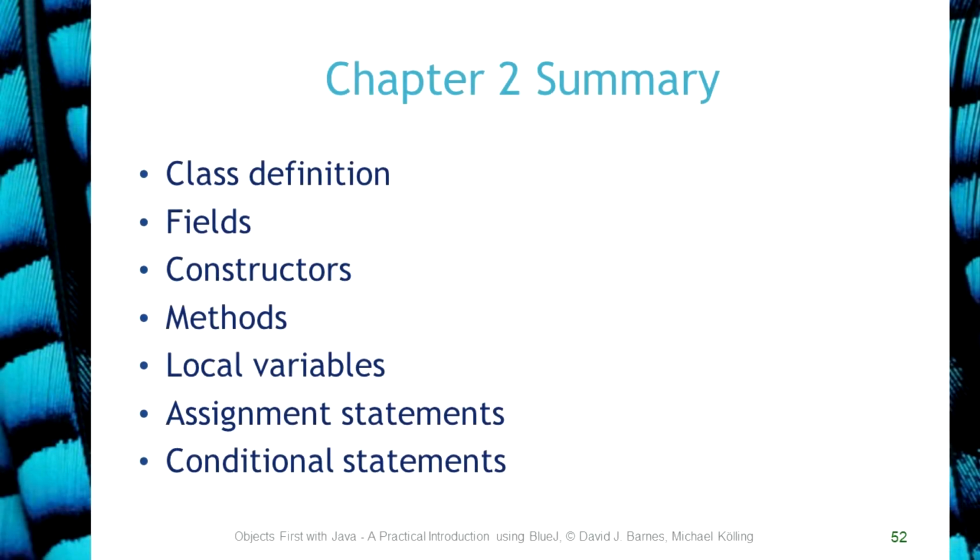So in this chapter, we have covered the basics of how to create a class definition. Classes contain fields, constructors, and methods that define the state and behavior of objects. Within the body of a constructor or method, a sequence of statements implements that part of its behavior. And local variables can be used as temporary data storage to assist with that. We've also covered assignment statements and conditional statements, and we'll be adding further types of statements in later chapters.